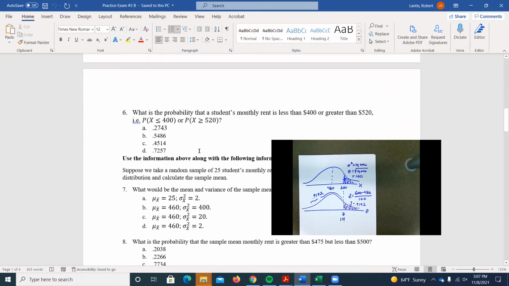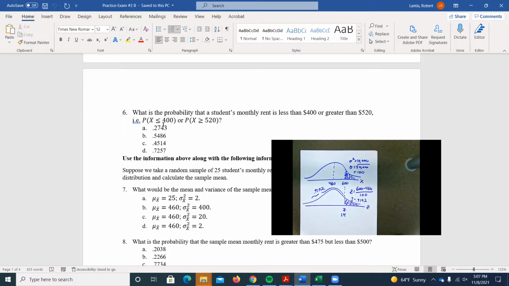For the sake of time, I'm not going to do 6. It's very similar. We're just looking for different areas here, because I want to make more of a point about what happens if we start dealing with sample means, right? So this question is now, what's the probability it's less than 400 or above 520? Well, there we will be looking for two areas. We convert those values into z-scores. We could find those two areas, add them together. It's going to be very similar to this process.